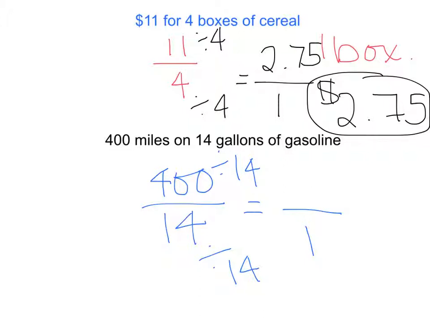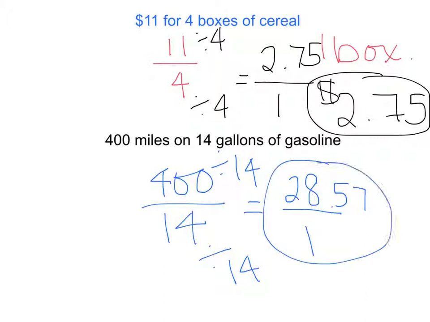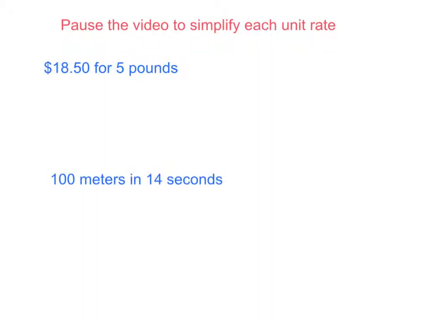So if we divide 400 by 14, we get 28.57, and it continues on, but you could just round it to the nearest hundredth or tenth. So that means that you could travel 28.57 miles on 1 gallon of gas. Pause the video to simplify each unit rate.